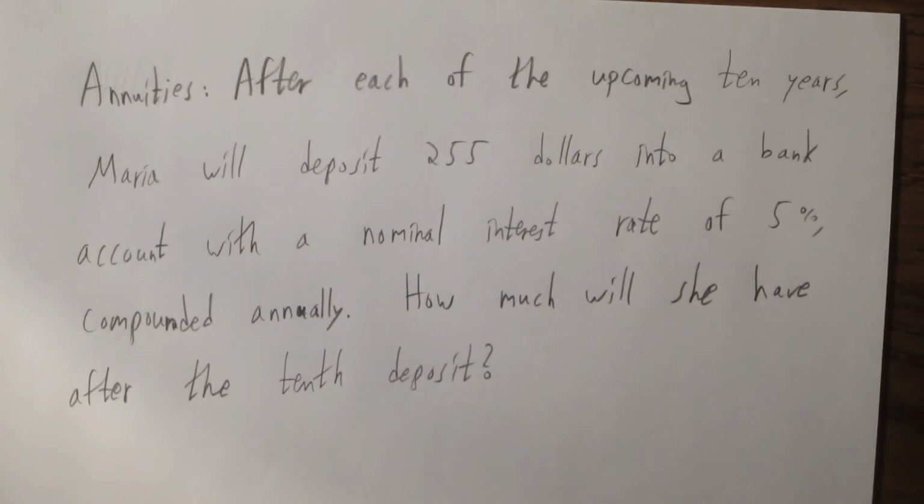Here is a calculation about annuities. After each of the upcoming 10 years, Maria will deposit $255 into a bank account with a nominal interest rate of 5% compounded annually. How much will she have after the 10th deposit?